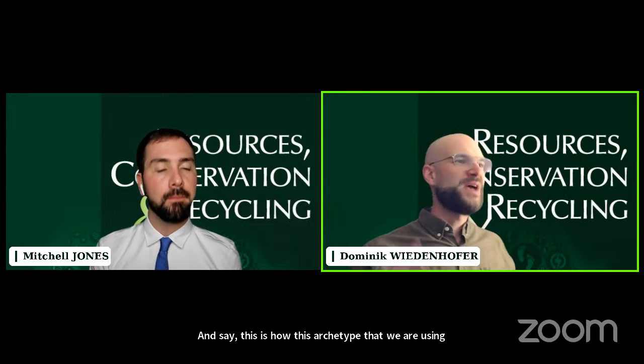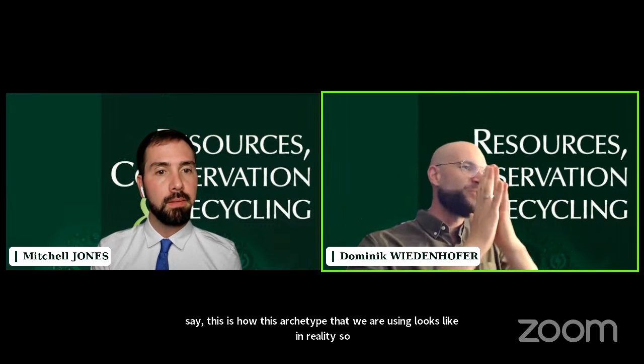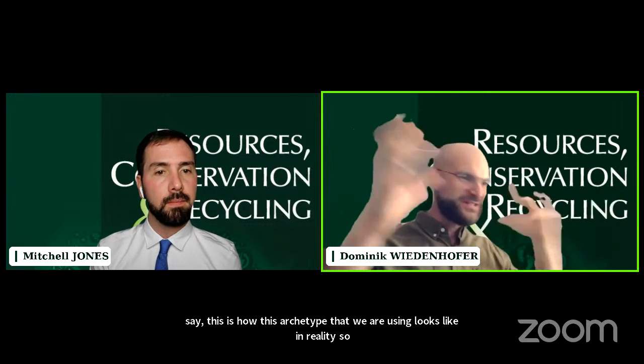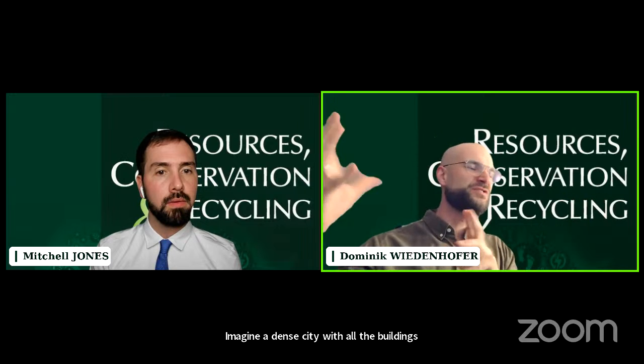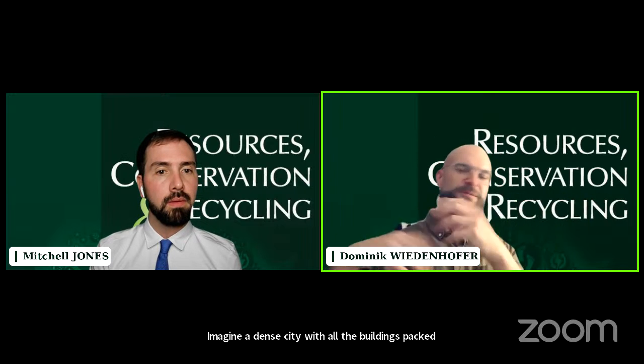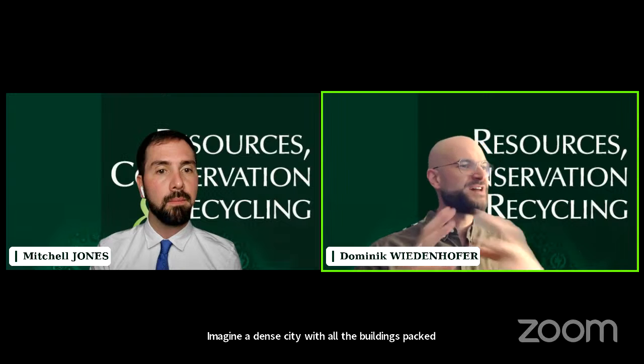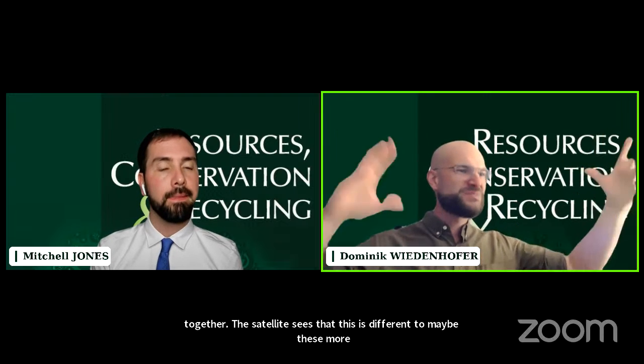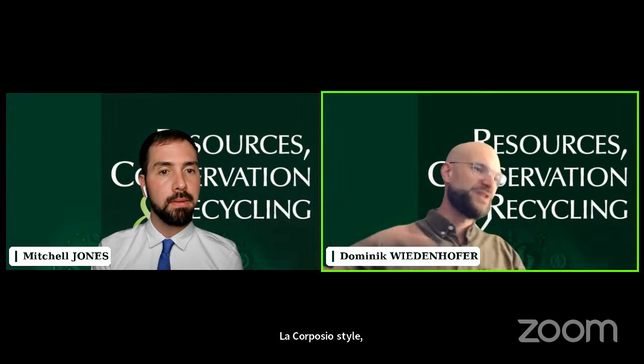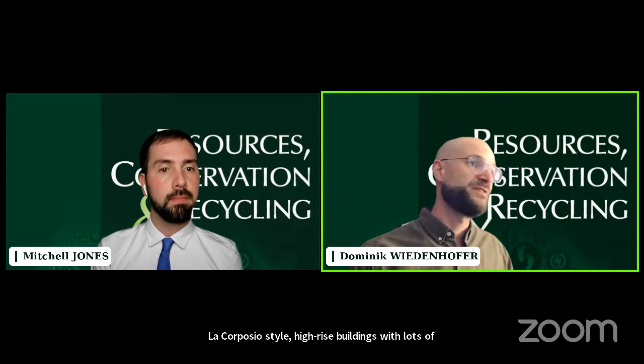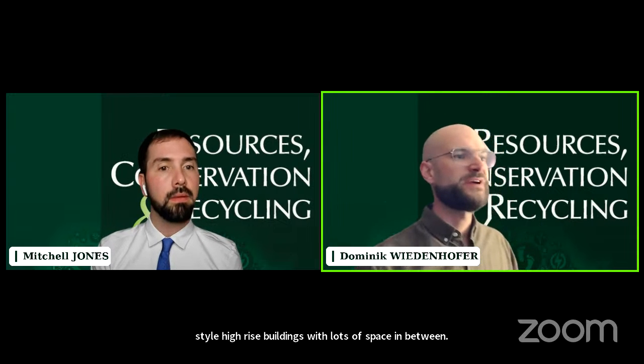So imagine a dense city with all the buildings packed together. The satellite sees that this is different to maybe these more Le Corbusier style high-rise buildings with lots of space in between. So that already also tells you that this is specific types of buildings that are out there.